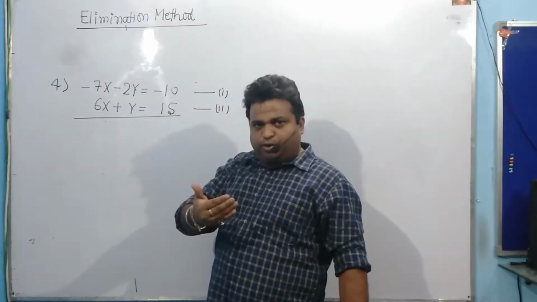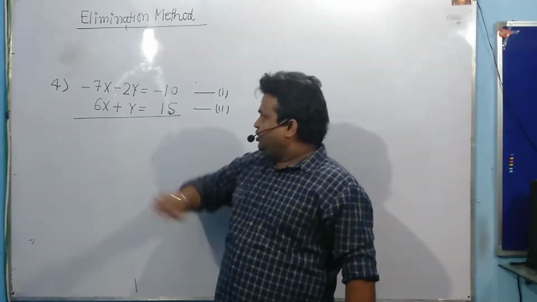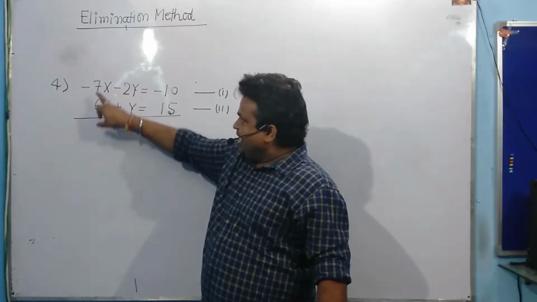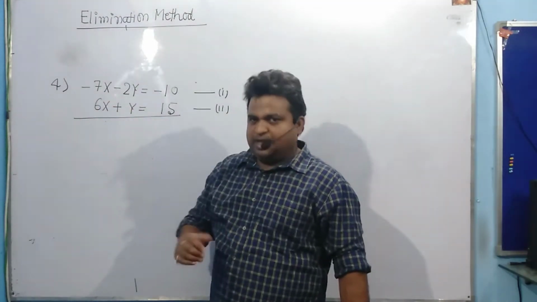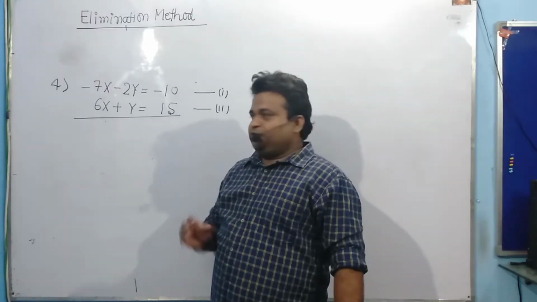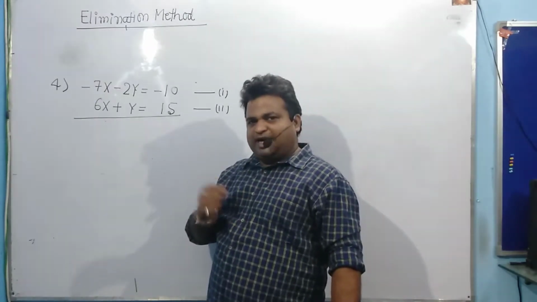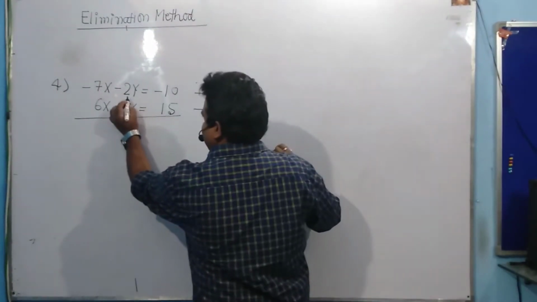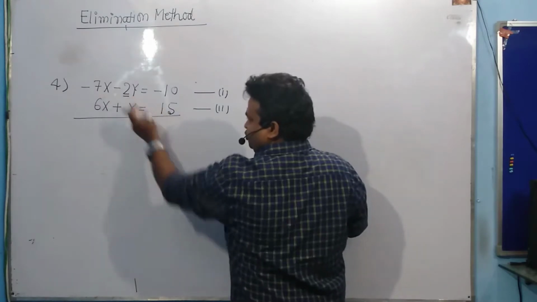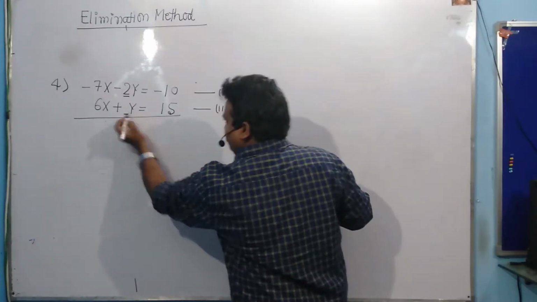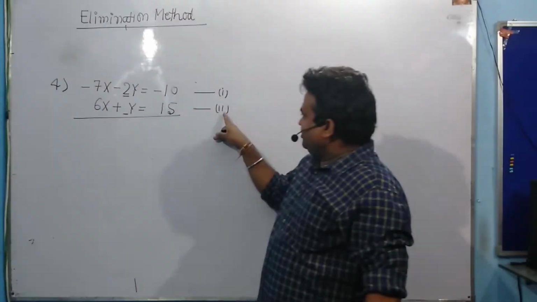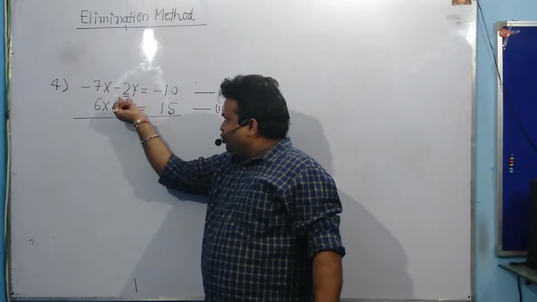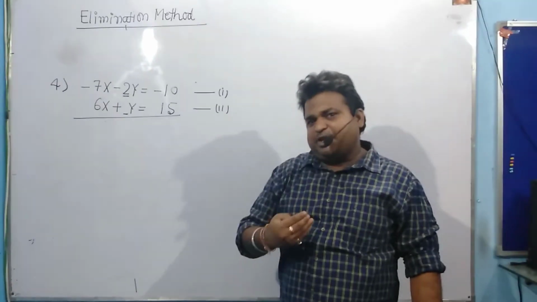If I want to equate the x coefficient, you need to multiply equation number 1 by 6, so 7 multiplied by 6 you will get 42. But by doing this, your calculation becomes lengthy. So what is my approach? To make the y coefficient equal. Why am I picking the y coefficient? Because here the coefficient of y is 2, and in the other equation the coefficient of y is 1. So if I multiply equation number 2 by 2 only, I will equate the y coefficients, 2 and 2. So this step is simpler for me.